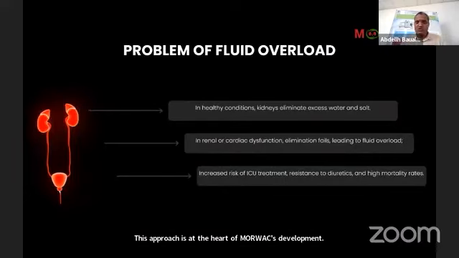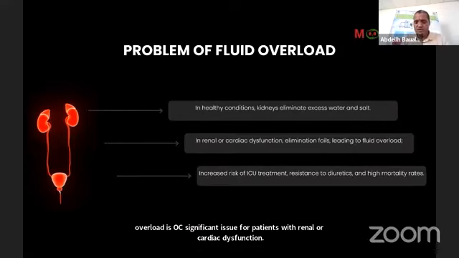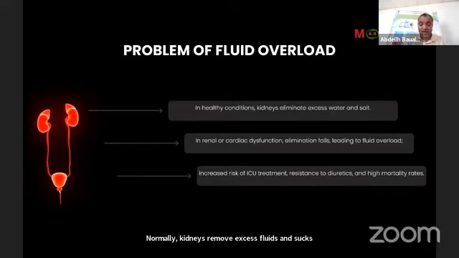Fluid overload is a significant issue for patients with renal or cardiac dysfunction. Normally, kidneys remove excess fluids and salts, but when this fails, patients face life-threatening complications and a high risk of intensive care unit treatment. Current options are limited, motivating us to find a better solution.